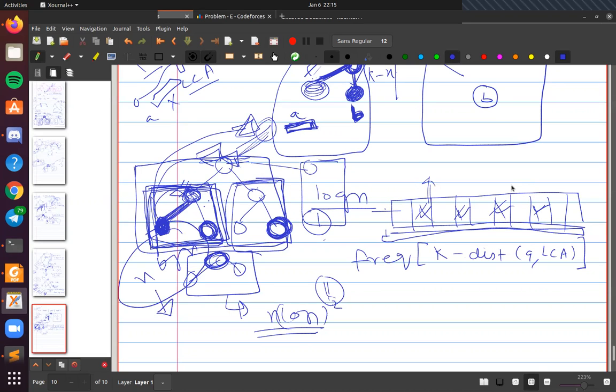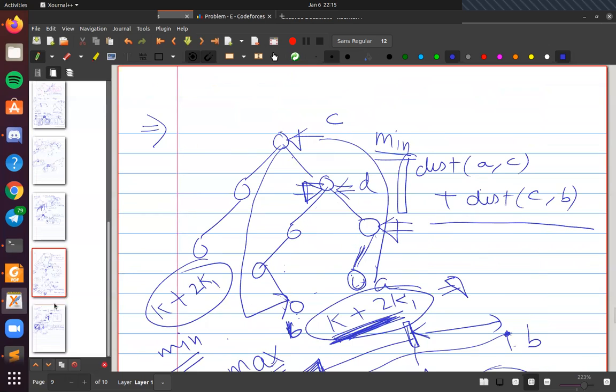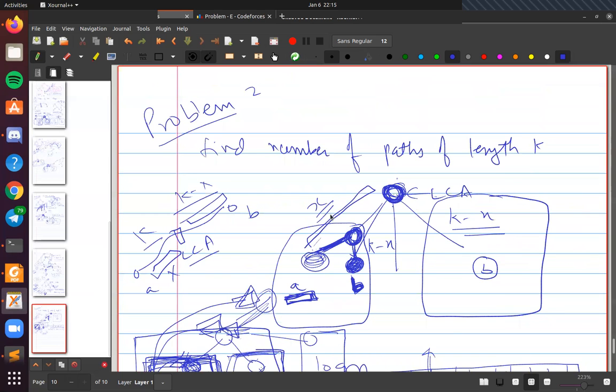So this is the beauty of centroid tree, that you can build any data structure. It looks naive, but it is not, and it works. So this is the problem now: finding the number of paths of length k.